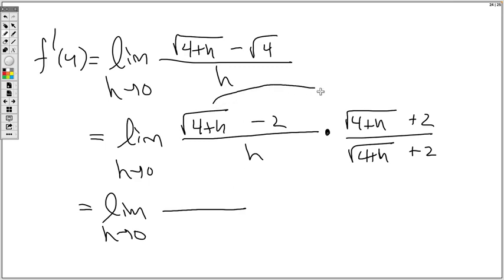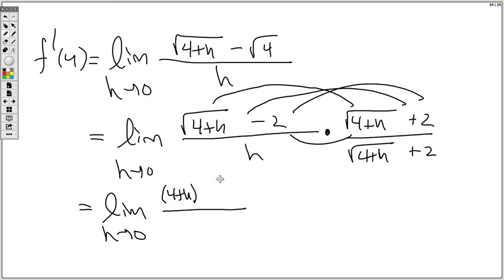All right, what do we get here? Root 4 plus h times root 4 plus h is 4 plus h. What happens to the middle terms? What's negative 2 times 2? Do we multiply out the denominator? No, because we're hoping we can get that h to cancel out, right? That's the whole goal.